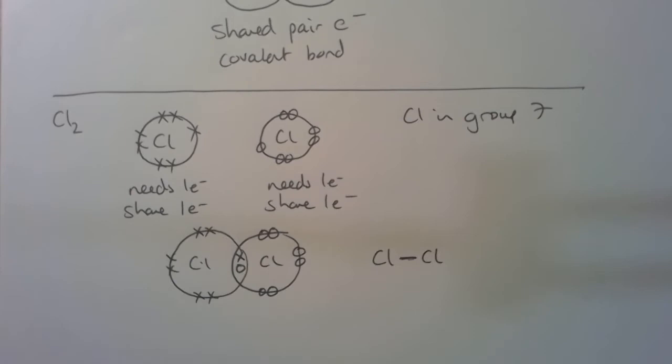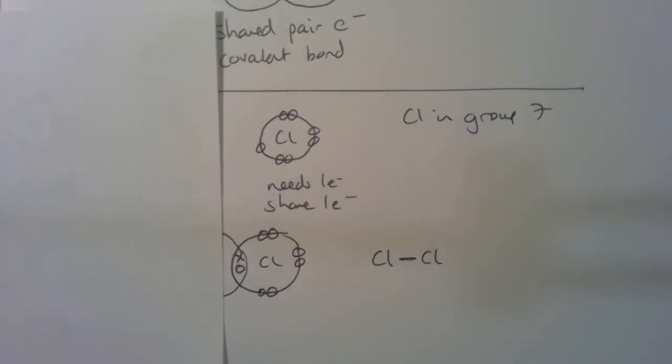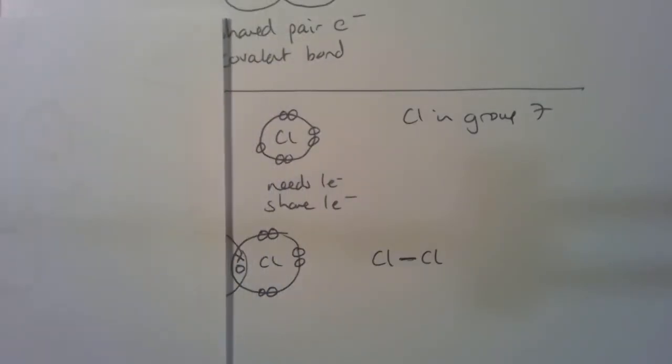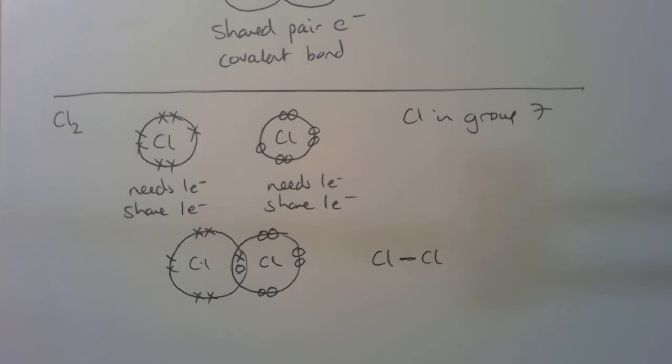So the reason this happens is if we look at one of our chlorine atoms, including the overlap region, it's now got 8 electrons. So therefore it's stable. And look at this side, including the overlap region, this chlorine atom has got 8 electrons.